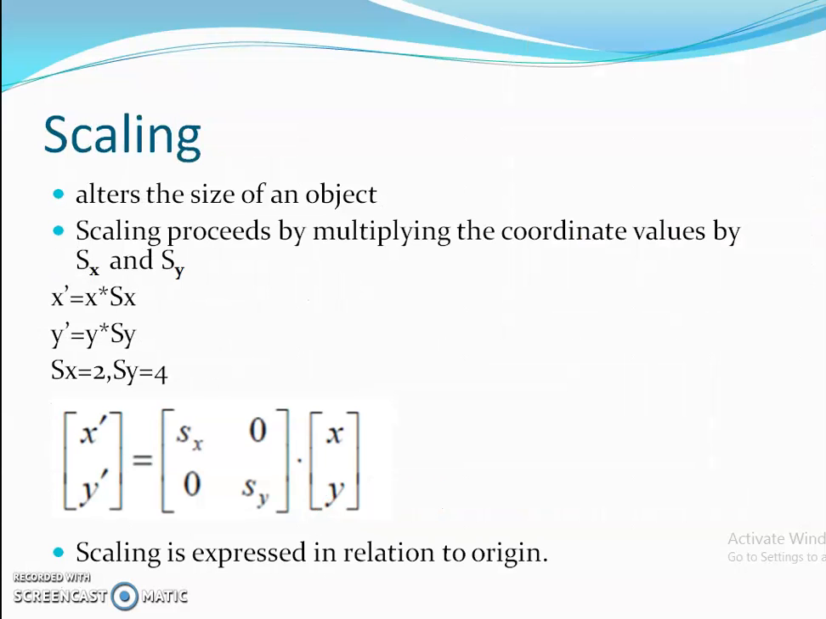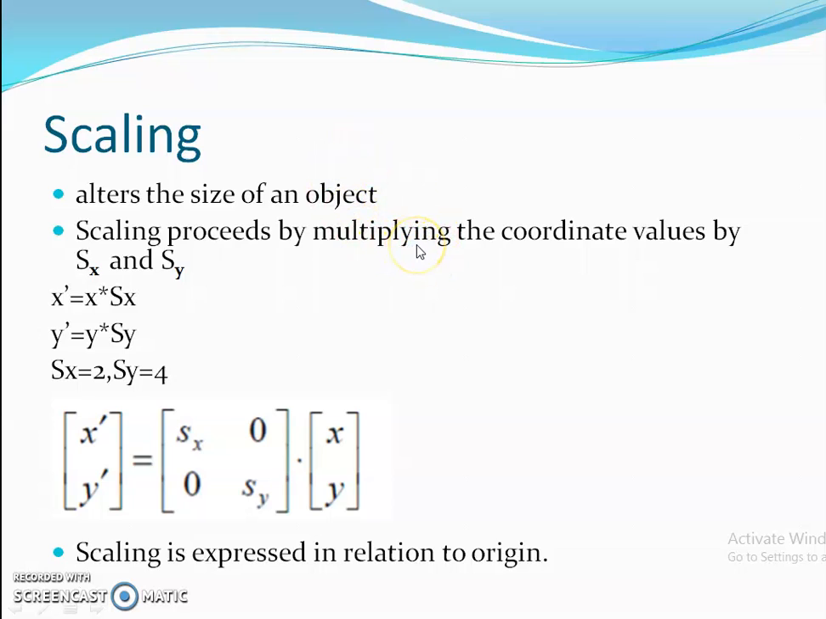Let's see another 2D transform, scaling. Translation is used for repositioning the object. Scaling is used to alter the size of an object. Whenever we want to alter the size, we use the scaling transform. So how do we perform scaling? Here we are using multipliers.